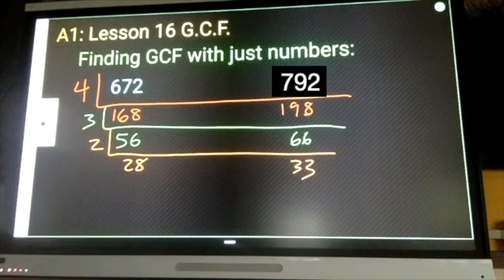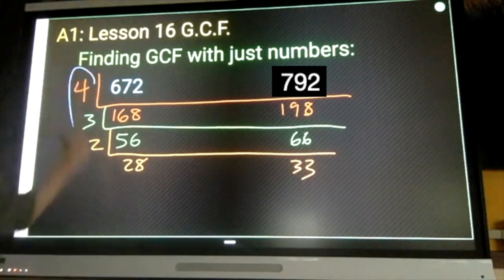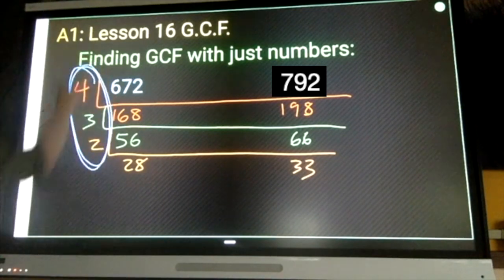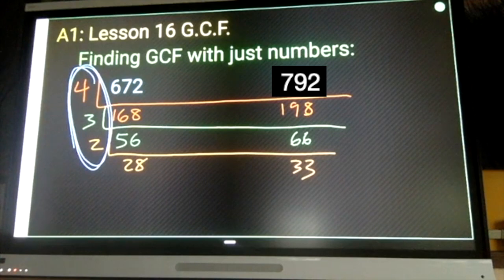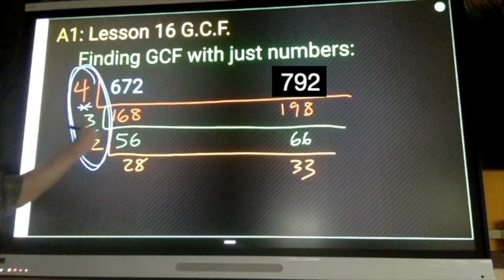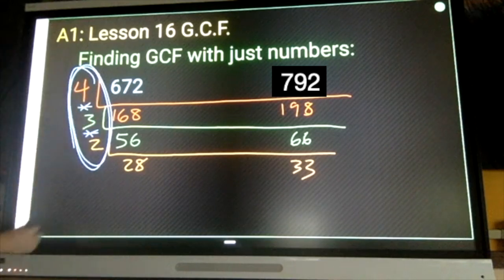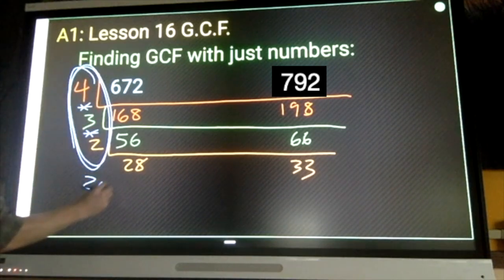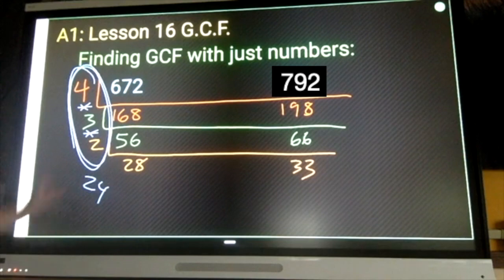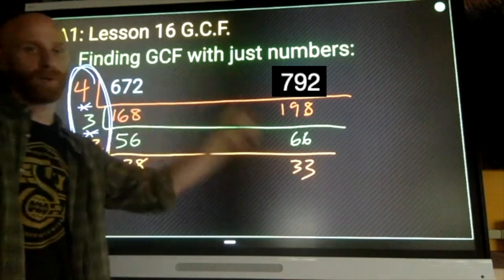Then how do I find my GCF? My GCF will be along the left side. Multiply those 3 numbers, or however many numbers you end up with, together. So 4 times 3 times 2 is 24. All right, 24 is the biggest small thing that divides into both of them.